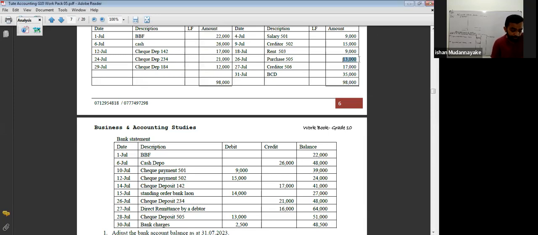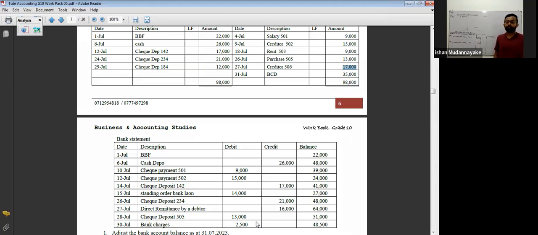Bank account credit side 13,000. That 30,000 check is available in the bank statement. Okay. And then another check 17,000. You have issued a 70,000 check, but this 70,000 check has not appeared in the bank statement. We can't see it in the bank statement. It is not available in the bank statement.